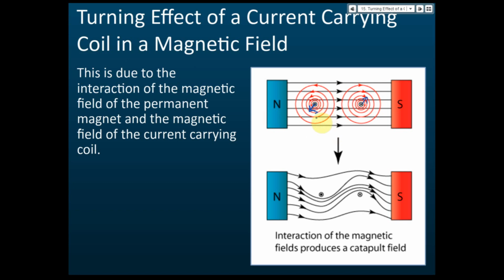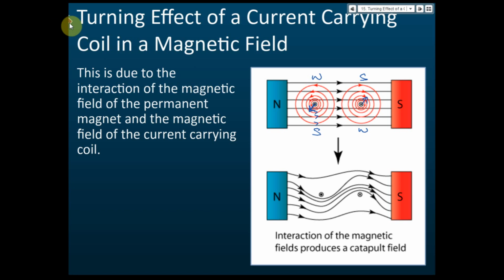Here, the field moves to the right, and the field of the permanent magnet is also to the right. So at this place, the fields have the same direction, so the field becomes stronger. So it will produce a stronger field here. And this place is in the opposite direction, so therefore the field is weaker here. And here, same directions, stronger field. Here, opposite direction, so weaker field.